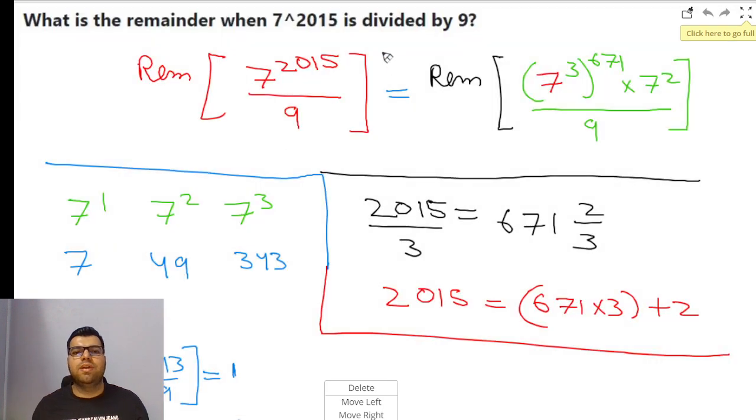First was remainder of 7 raised to power 2015 with 9. So I broke 2015 like this: 2015 was 671 into 3 plus 2 just by doing division with 3. Although it is a shortcut method that you just see the remainder of 2015 with 3 and you can get the answer, let us do the long way because it is the very first time you are doing it. So I broke it into 7 raised to power 3 raised to power 671 into 7 square by 9.